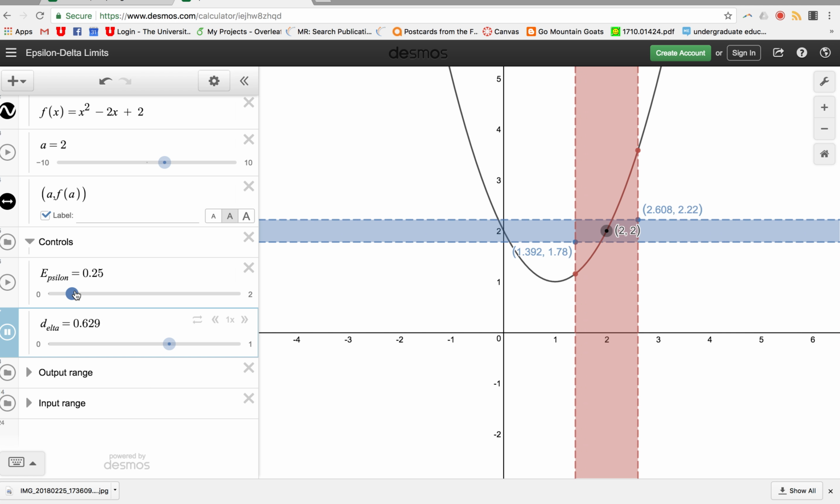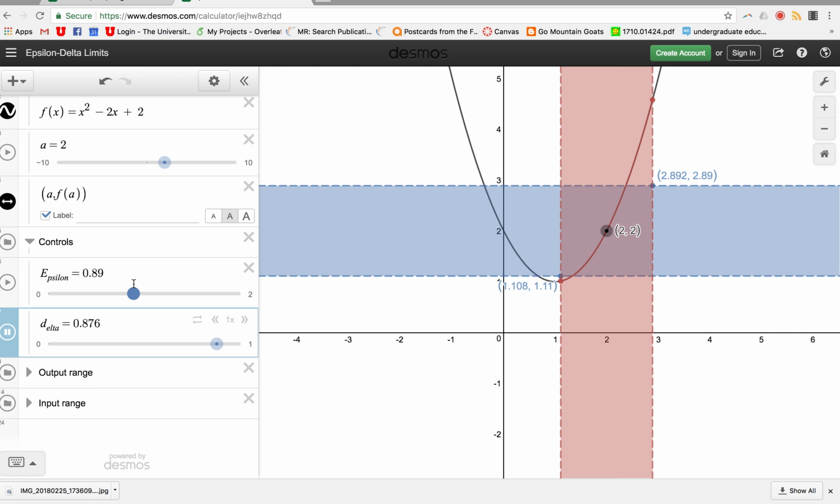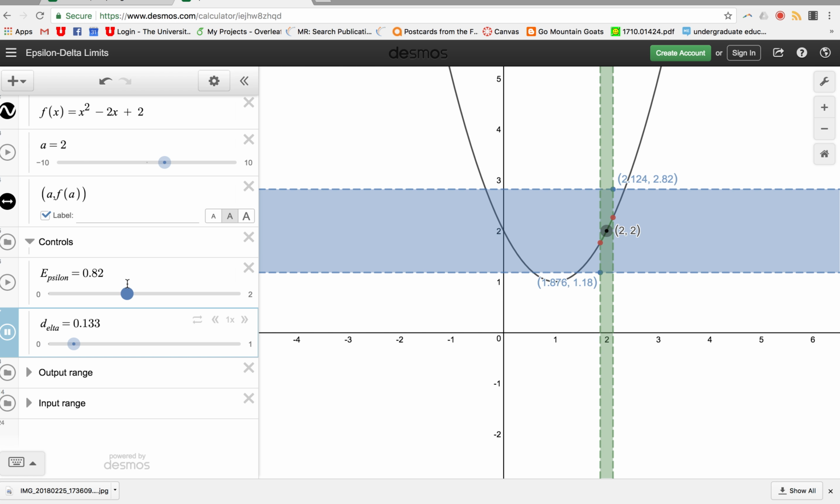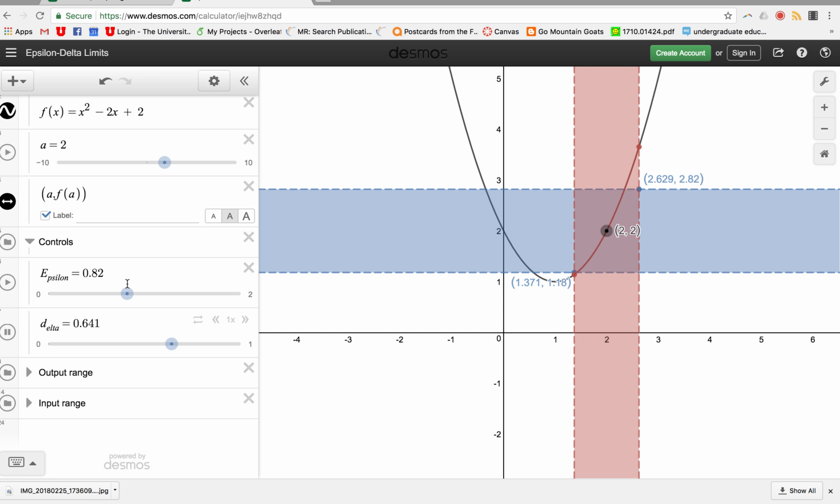So in the next video, we're going to use the delta and epsilon definitions to actually go through some of these proofs.